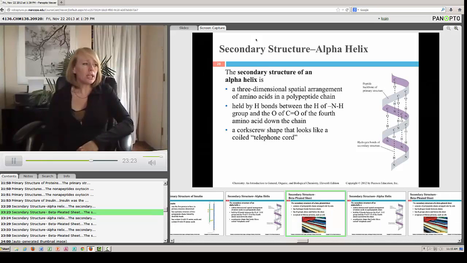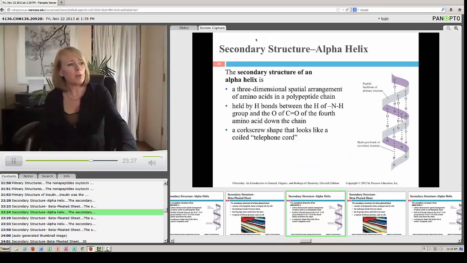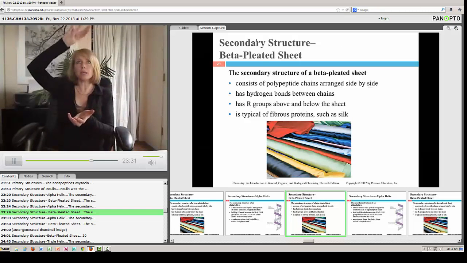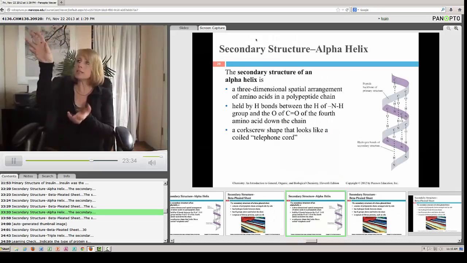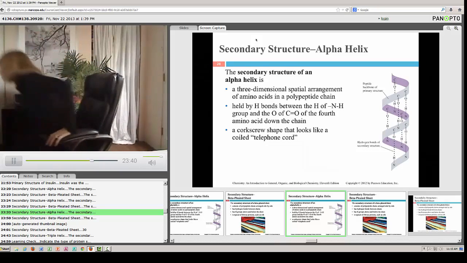The beta sheet is also held together with hydrogen bonds, but with these, you have amino acid, amino acid, amino acid, and then it loops around, and then this amino acid is hydrogen bonded or attracted to the other amino acid.